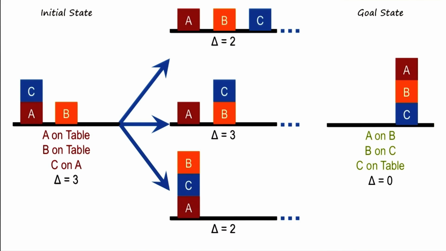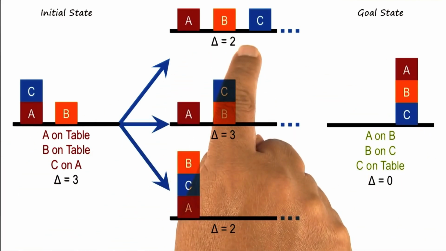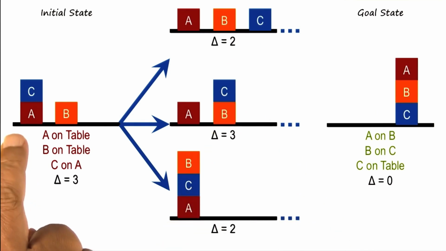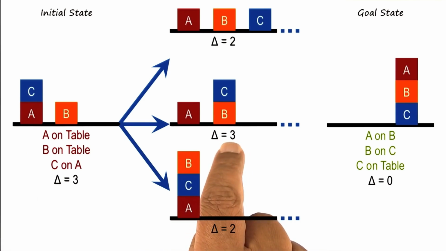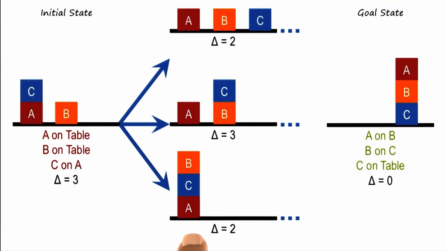Let us do a means-ends analysis. We can apply an operator that will put C on table, in which case the difference between the new state and the goal state will be 2. We could apply an operator that will put C on top of B, in which case the distance between the current state and the goal state will still be 3. Or we can apply the operator putting B on top of C, in which case the distance between the current state and the goal state will be 2. Notice the notion of reducing differences now leads to 2 possible choices. One could go with this state or with this one.